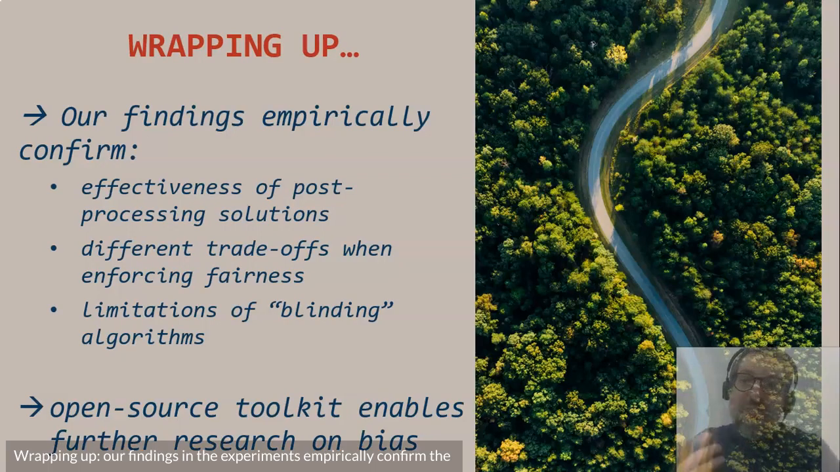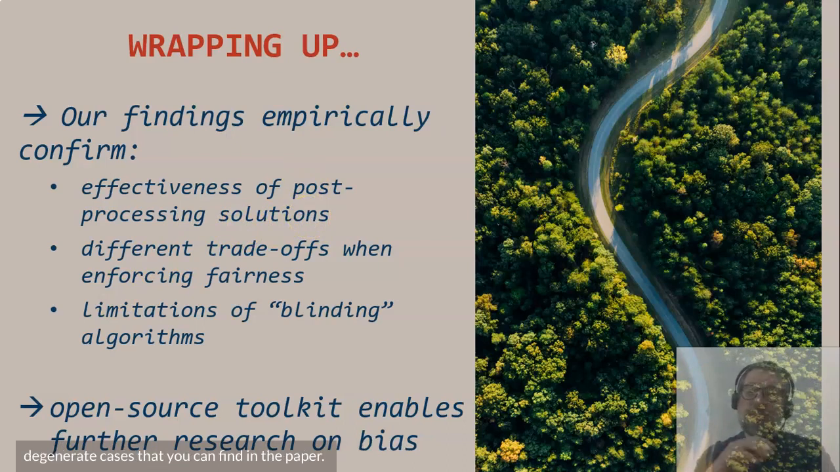So wrapping up, our findings in the experiments empirically confirm the effectiveness of post-processing solutions, except in the degenerate cases that you can find in the paper. We see different trade-offs when enforcing different fairness metrics. We have seen, for example, as I've showed you right now, limitations of a blinding approach. And in general, we hope that open sourcing the toolkit and the generator will enable and foster the research on specific forms of bias.